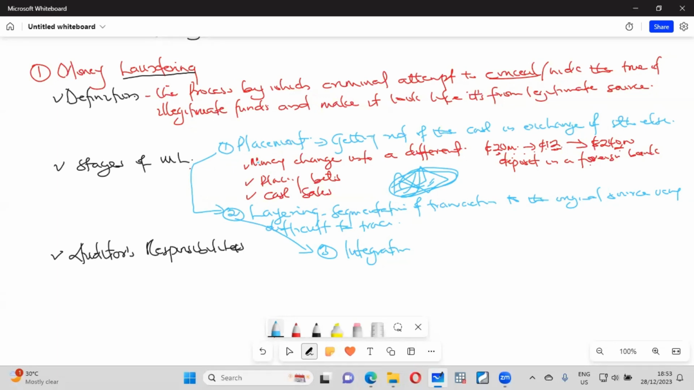The main examinable question is always here, and the layering. So that is where the main examinable question is. Now, in all these things, we know that people launder money. In all these things, what is the auditor's job? What is the auditor's responsibility? Why is the auditor supposed to know about all these things?